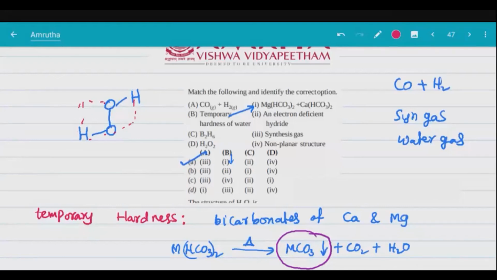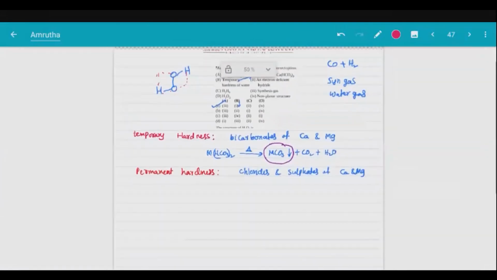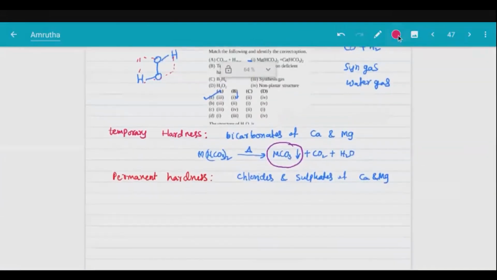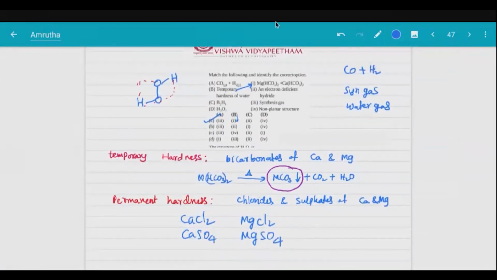Permanent hardness notes. Okay. See this. Chlorides and sulfates of calcium and magnesium. Calcium chloride is present, calcium sulfate is present, or magnesium chloride, magnesium sulfate. These will cause permanent hardness. You can't remove by just heating. Okay. How is permanent hardness removed?